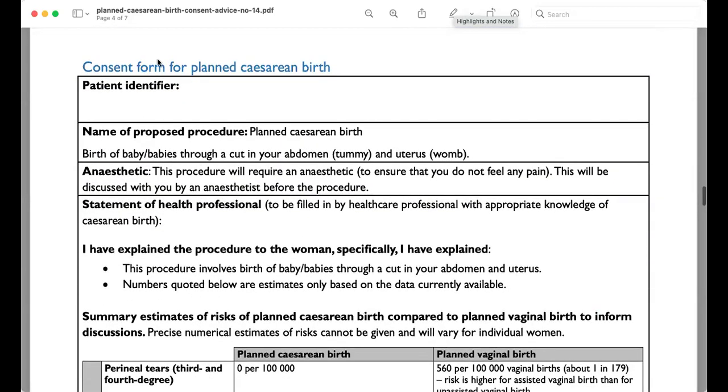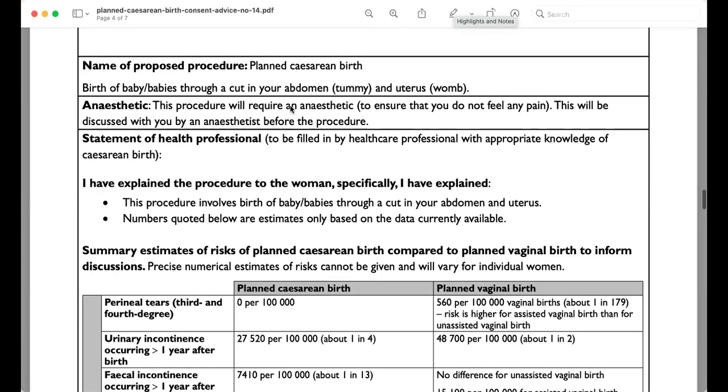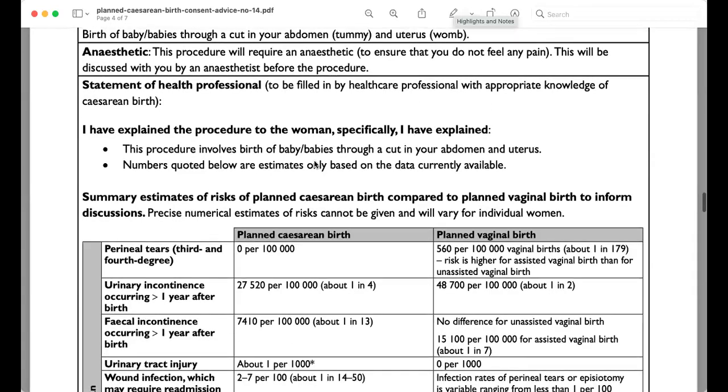So here the consent, let's go through it once. The consent form for planned cesarean birth. This is the patient identifier, okay? This was mentioned in our friend's consent. Name of the proposed procedure, so planned cesarean birth, and explanation or description of the procedure in layman's terms: birth of the baby through a cut in the tummy, or in the abdomen, in brackets tummy and the uterus, womb. The anesthesia: this procedure will require anesthesia, to ensure that you don't feel any pain. This will be discussed with you by the anesthetist before the procedure.